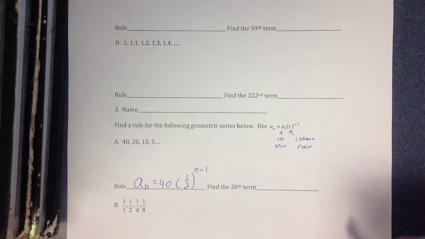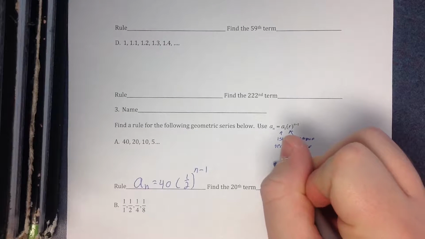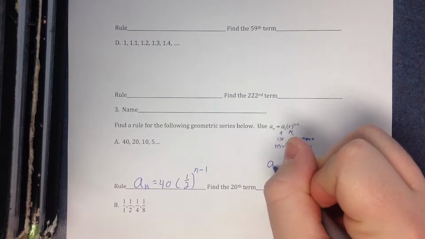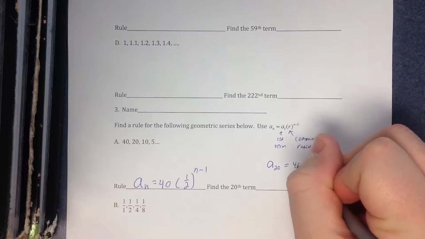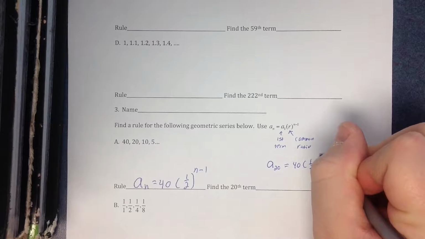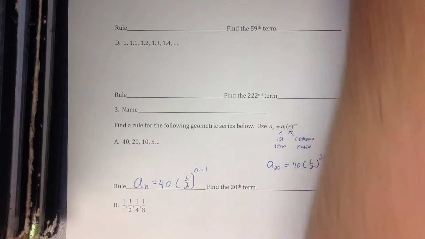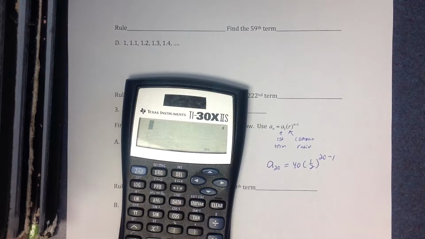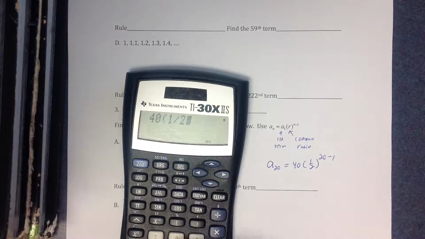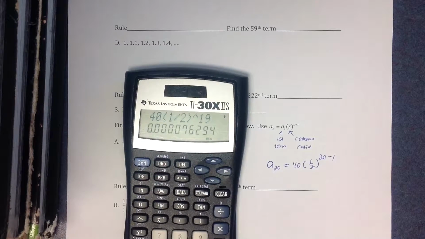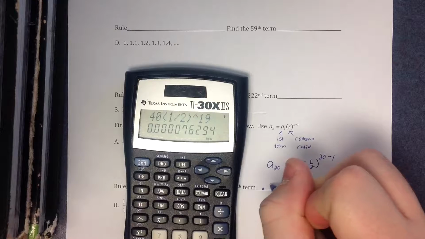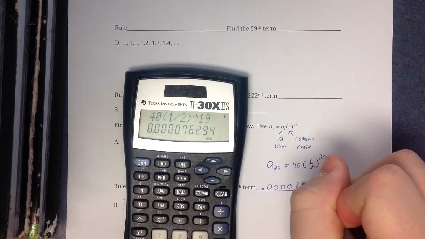Now, to find the 20th term, you'd put in 20 for N, so we'd have A of 20 equals A_1, which is 40, times a half to the 20 minus 1. Now when you put this in the calculator, I'd go ahead and do 20 minus 1 first and just take it to the 19th. So we'd have 40 parentheses 1/2 caret key to the 19th power. Now again, that's going to be a very small number, that's fine. So 0.000076 is fine.